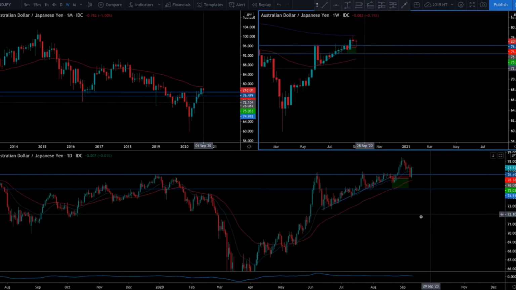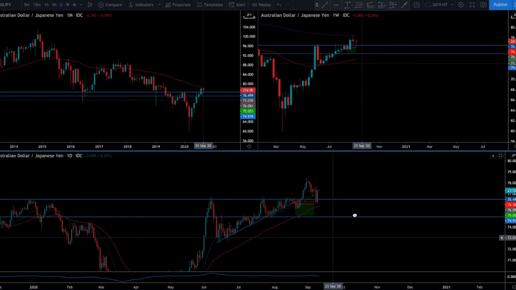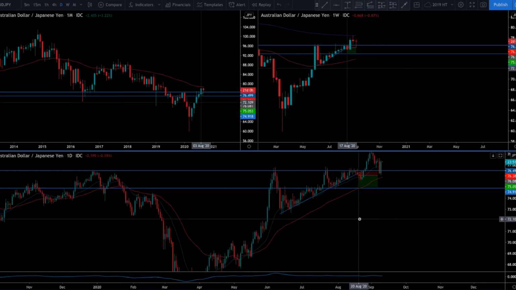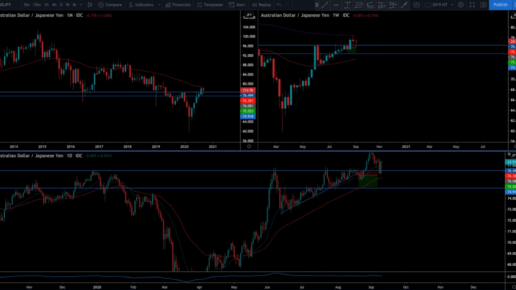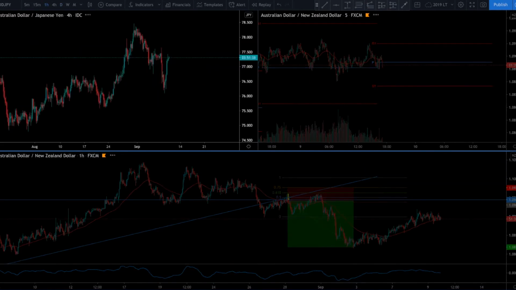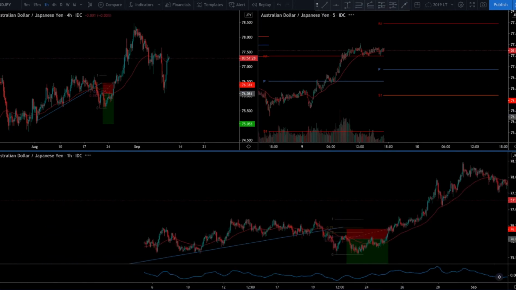So once it got below that trend line, and right here after the 19th, I was looking to get in. I got in on the 20th. So I'm going to go ahead and pull in the lower time frames and show you exactly what I was looking at.